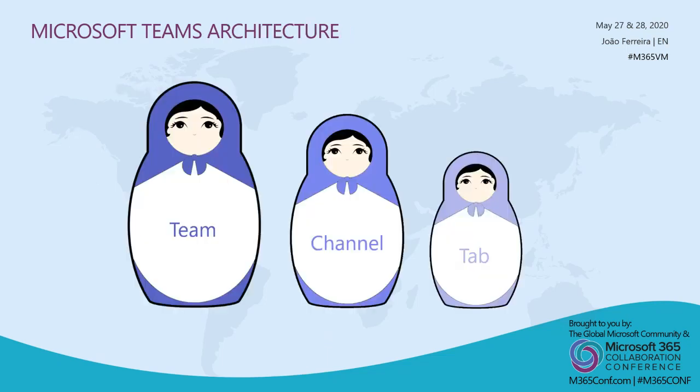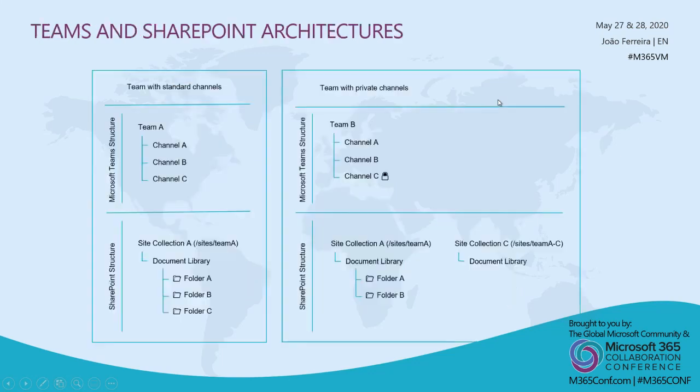So before we dig into the out-of-the-box integrations, I would like to call your attention to this representation of the physical structure of Microsoft Teams. It can be compared to these Russian dolls we have here. So inside of Teams, you will find teams. Inside of teams, you will find channels. And inside of channels, you will find tabs. Obviously, you will find more than this, and the architecture of SharePoint on top of Teams looks like this.